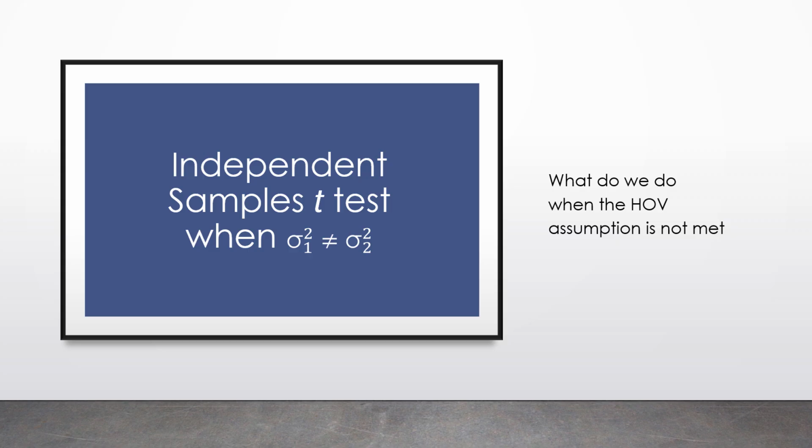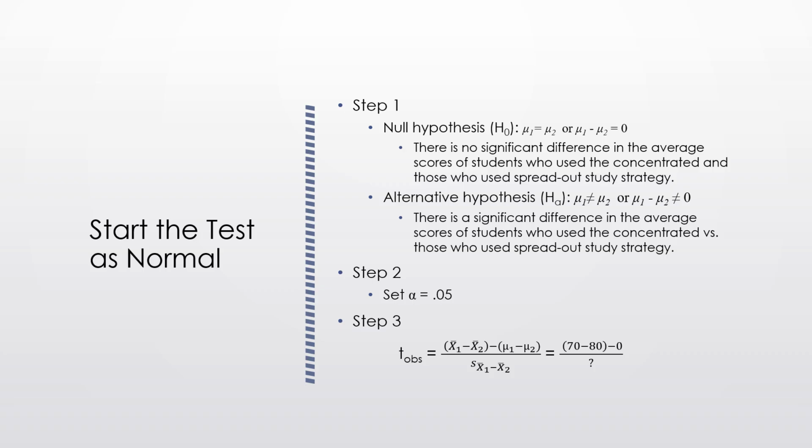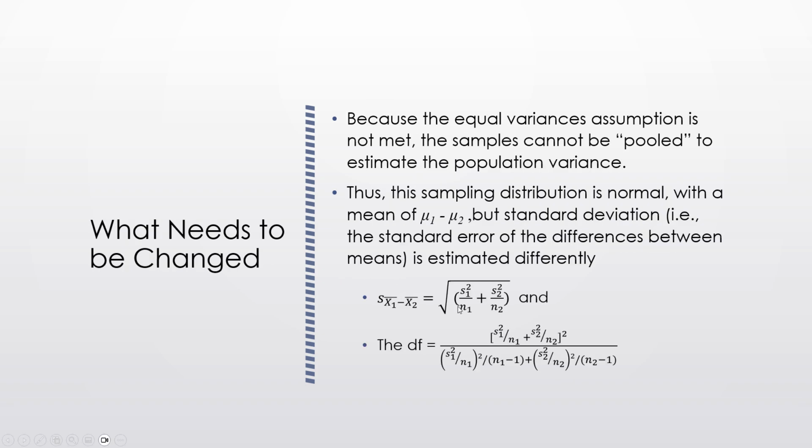If variances are not equal, we would still run a t-test following the same steps, but we cannot pool the samples. Instead, we calculate the standard error separately for each group by dividing each variance by its sample size, then taking the square root of the sum. The degrees of freedom are also adjusted using a correction formula.